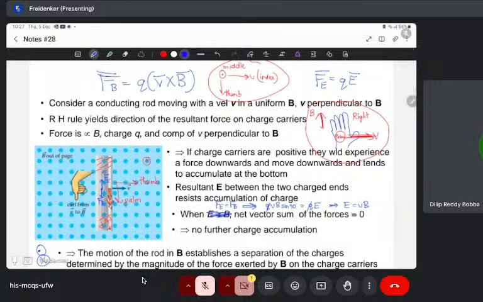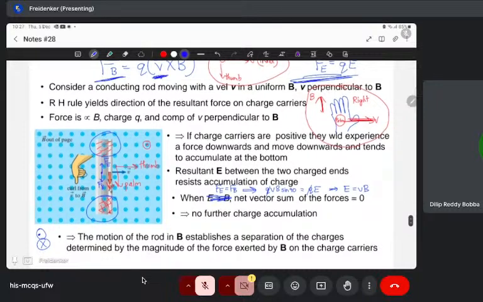Here all positive charges are there, here all negative charges are there. And all of this is only when the rod is moving. If the rod is not moving, then V will be zero and there will be no force. If there is no force, then charges won't move. If charges won't move, there will be no accumulation of charges. If there is no accumulation of charges, you will not get any electric field.